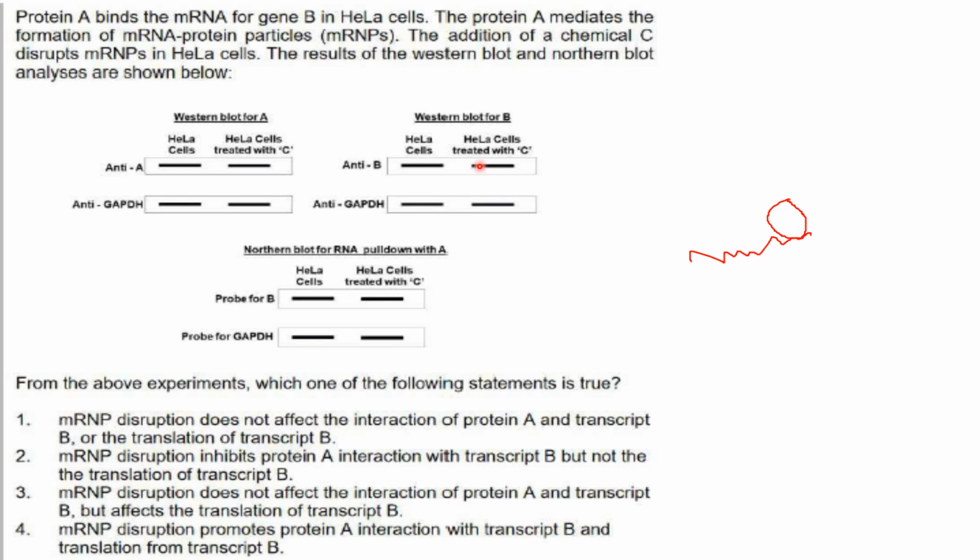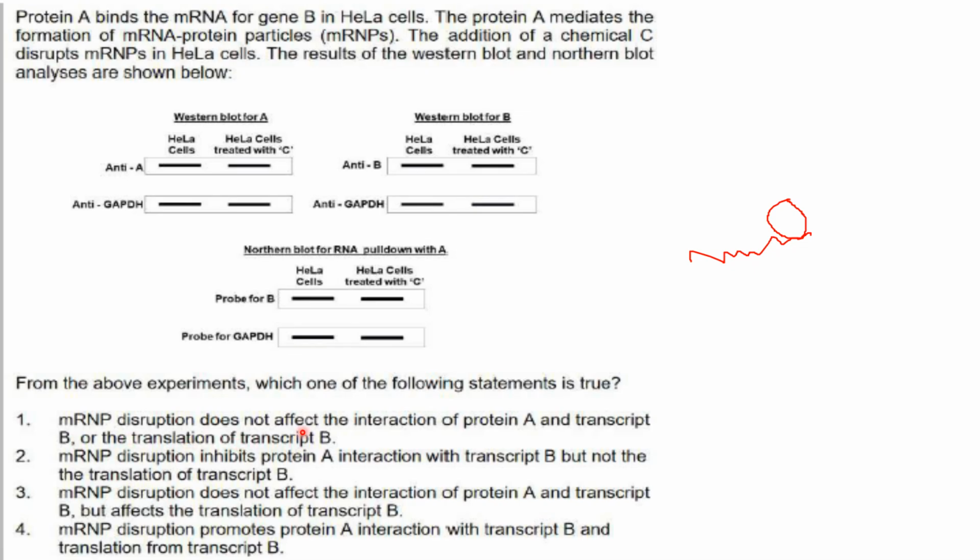Okay. Here also, even if they treated the HeLa cells, in the Western blot for B, if you see, with HeLa cells treated with C, there is a band obtained. So it is not disrupting the interaction. Here for mRNAs, HeLa cells treated with C, again there is no disruption of the band. Treated with C, the band is there. So from the above experiment, which of the following statements is true?